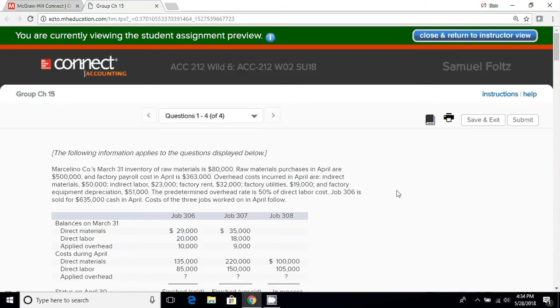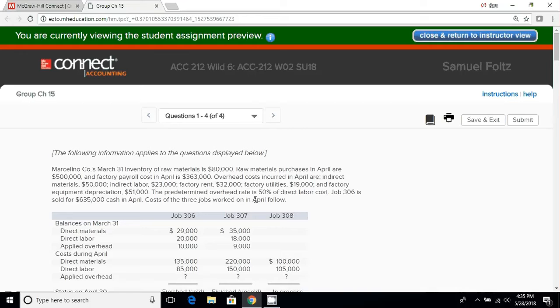Marcelino Company's March 31 inventory of raw material is 80,000. Raw material purchases in April are 500. Factory payroll costs in April is 363,000. Overhead costs incurred in April are indirect materials of 50,000, indirect labor of 23,000, factory rent of 32,000, factory utilities of 19,000, factory equipment and depreciation of 51,000. Their predetermined overhead rate is 50% of direct labor cost, and job 306 is sold for 635,000 cash in April.